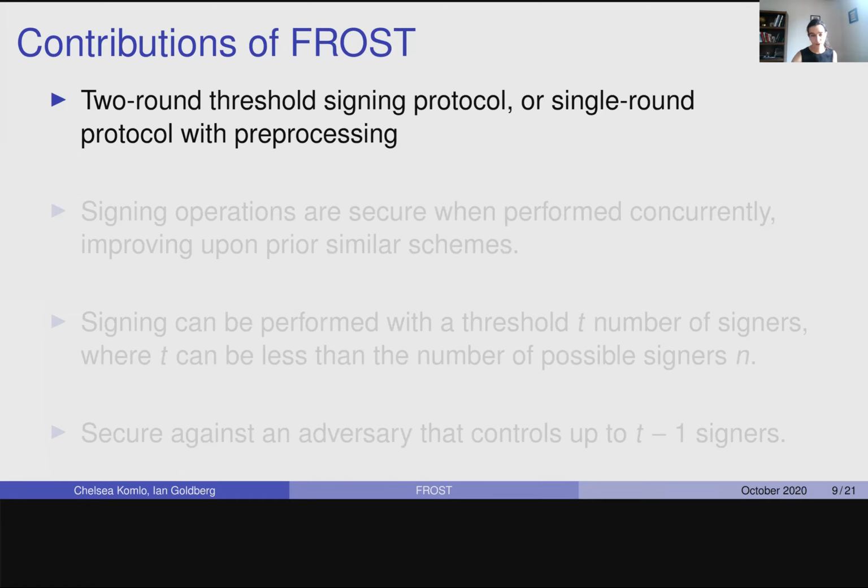So Frost in particular is a 2-round threshold signing protocol, or a single round protocol with pre-processing. What we mean by round is the number of messages that need to be sent among signers in order to issue a signature. So by 2-round, we mean participants need to send 2 network rounds to each other in order to issue a signature, or a single round, similarly.